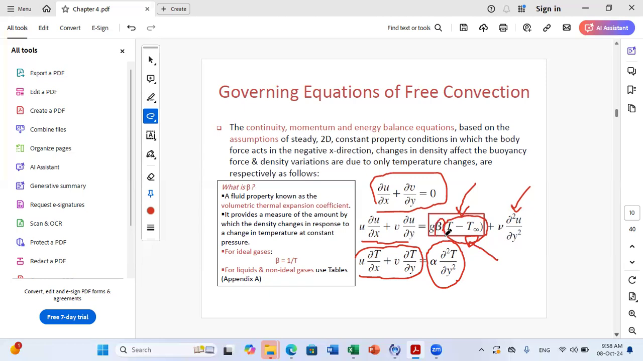Now, from this equation, we can determine also a new constant that is important for us, which is beta. What is beta? Beta is a fluid property known as the volumetric thermal expansion coefficient. It provides a measure of the amount by which the density changes in response to a change in temperature at constant pressure. So for ideal gases, we can write that beta is equal to 1 over temperature. This parameter will affect natural convection, that's why we are introducing it here. Now, if you have liquids and non-ideal gases, beta can be found from tables.